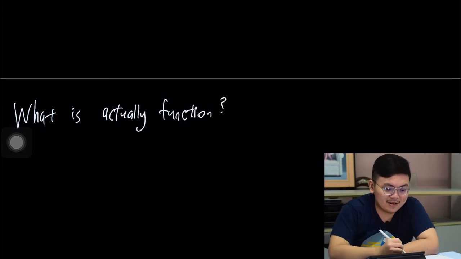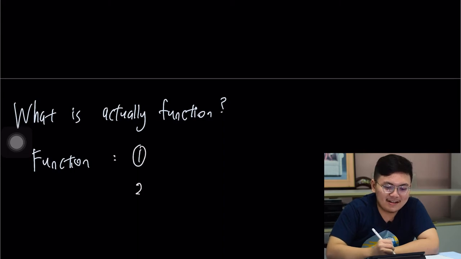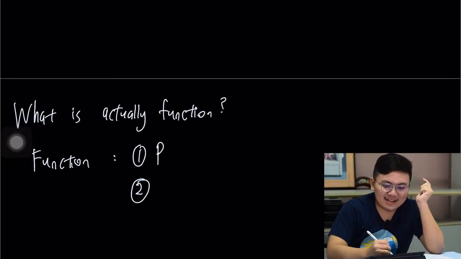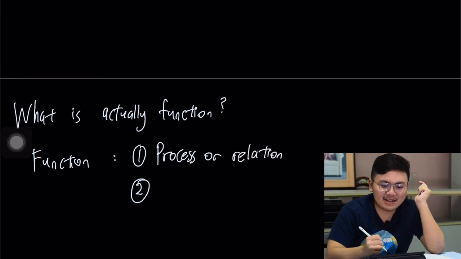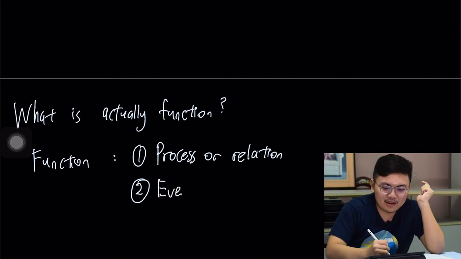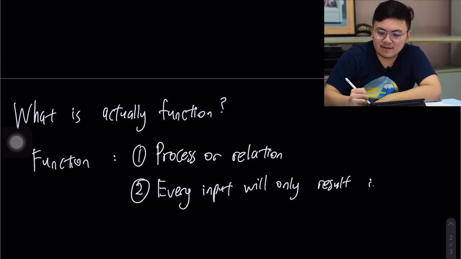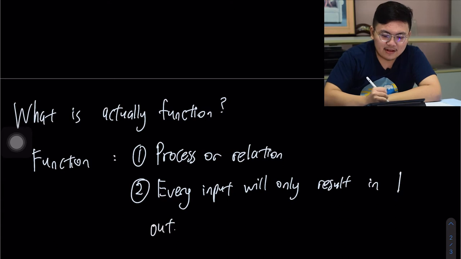Actually, by definition, function, you can split it into two, but actually need to combine. There are two sub-definitions. The first one is process or relation. And then the second sub-definition is that every input will only result in one output. One output is very important.